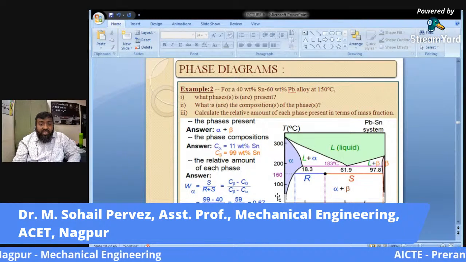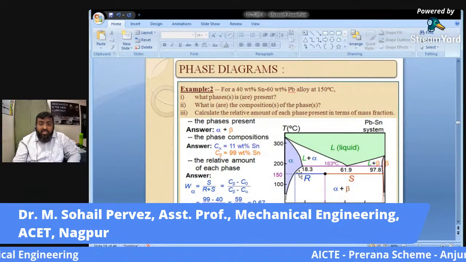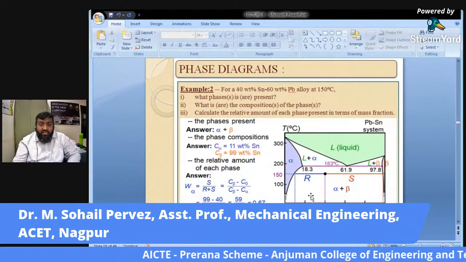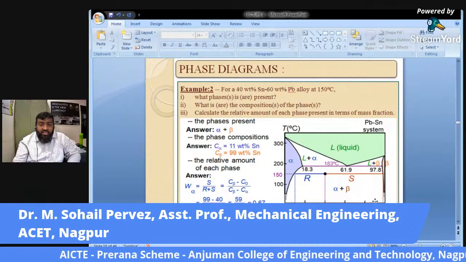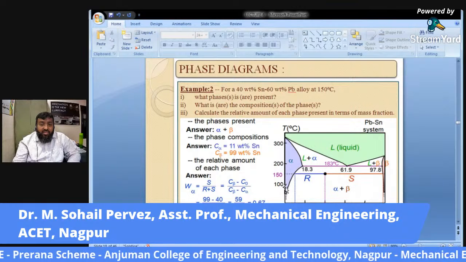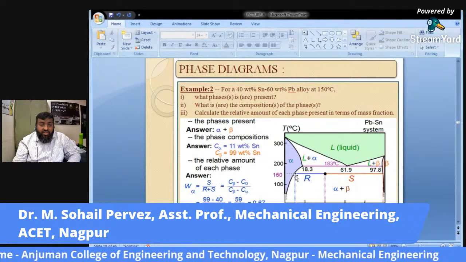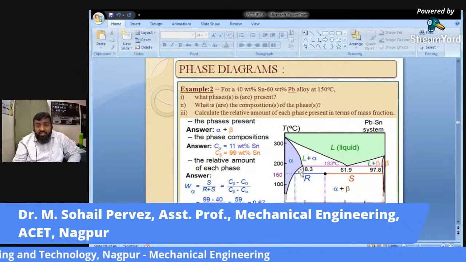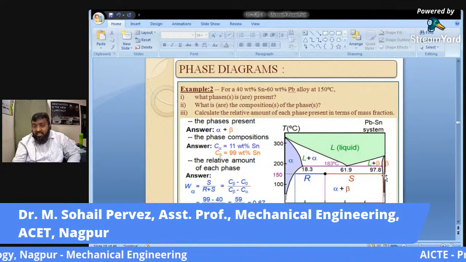Now this tie line will cut the solidus line at alpha, because this region is L plus alpha. Again, this region is L plus beta. So it will cut the line. So from the figure itself, it is clear that it is 11%. On the beta side, it is at some 99%.